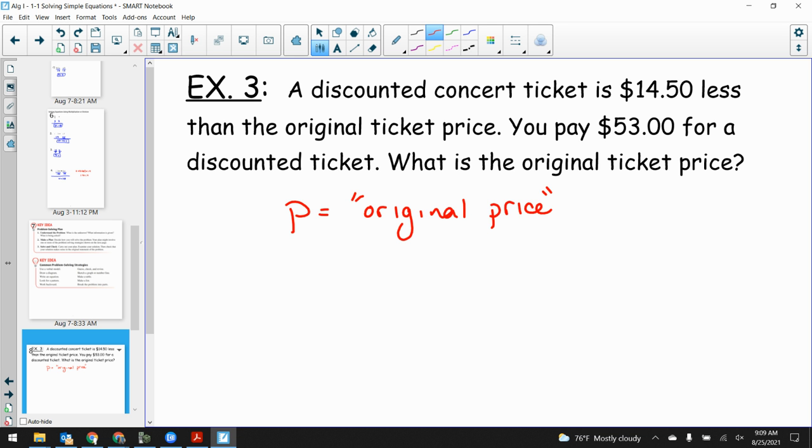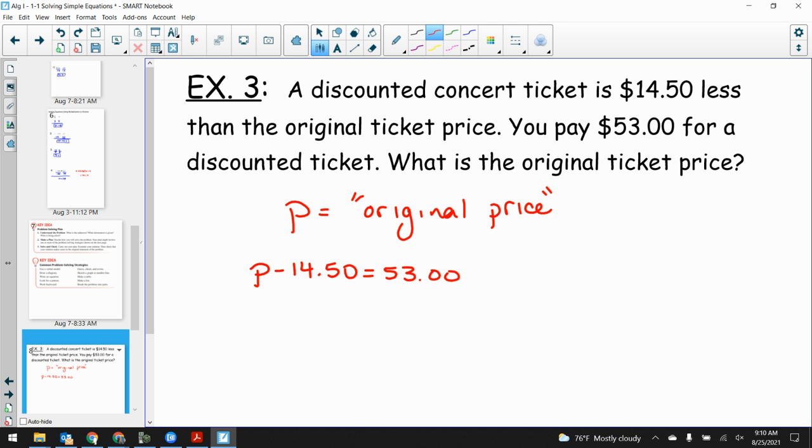Sid? I wrote X instead of P. That's fine. But then X minus 14.50. Very good. And that's what I would say, just with a P instead of an X. Does it matter that you use a different variable? No, you use whatever you want. P minus $14.50, less than the original price, right? Minus $14.50 is equal to 53, because that's how much we paid. The original price minus the discount is the amount that we're paying.